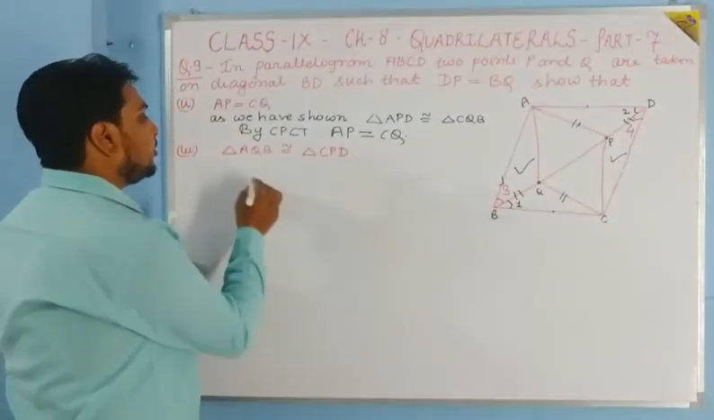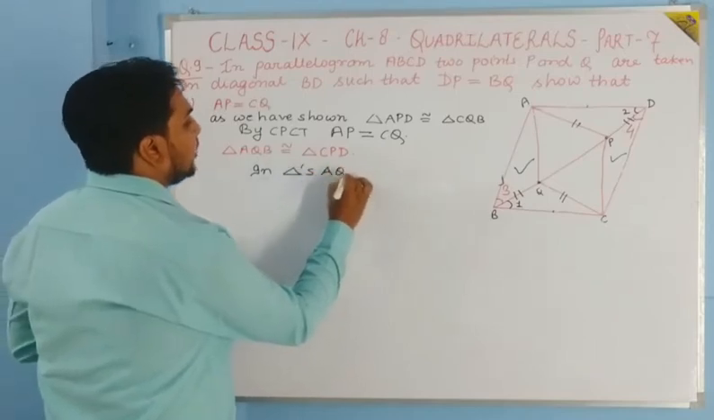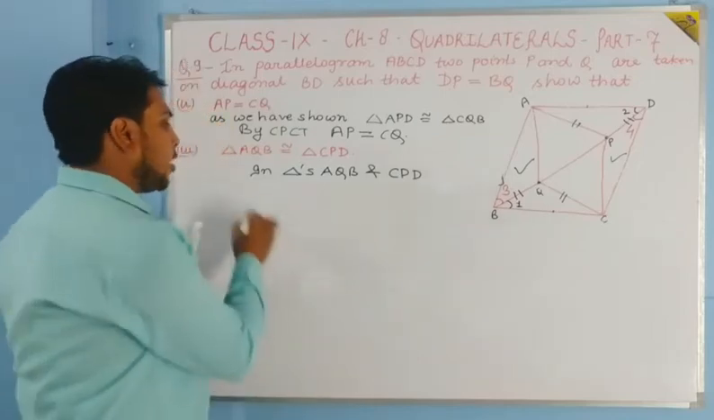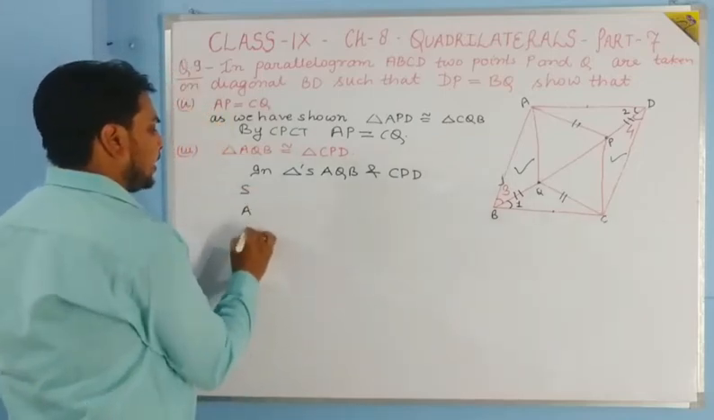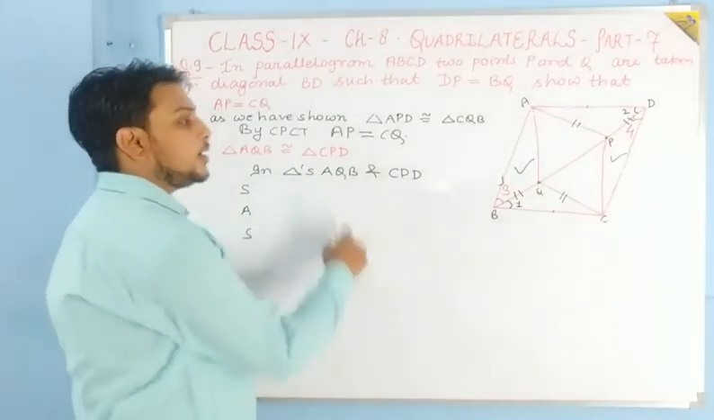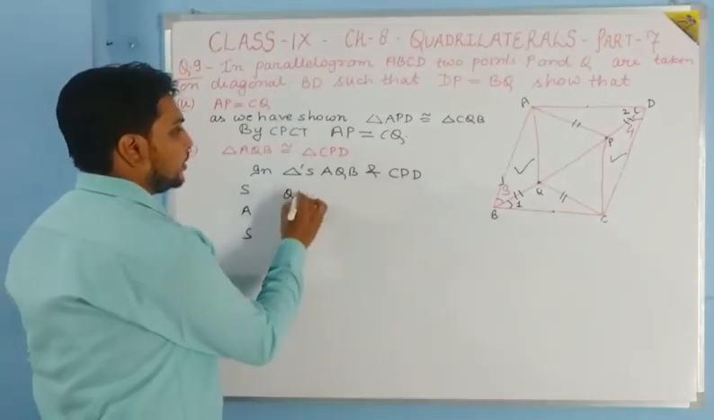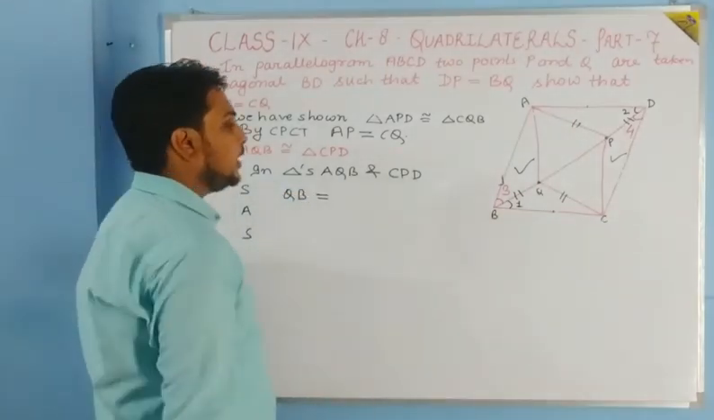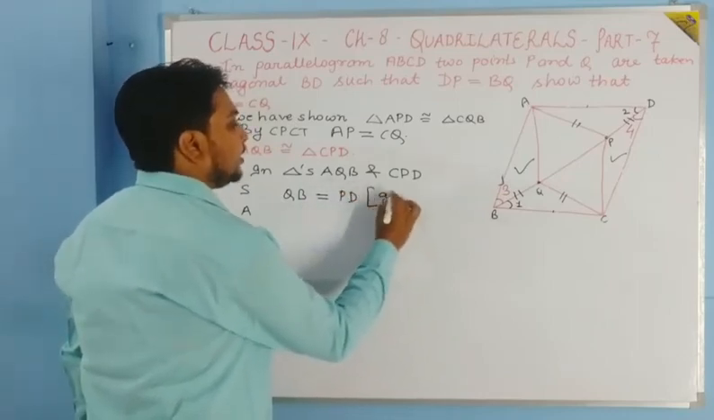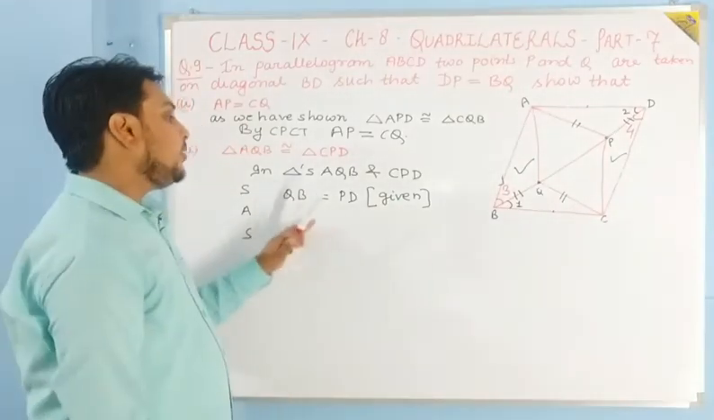So in the solution we will write that in triangles AQB and CPD, how are we going to prove it? By side angle side. Firstly we will write that in triangle AQB the side QB is equal to the side PD. It is given in the question that they are equal, so easily we can write.